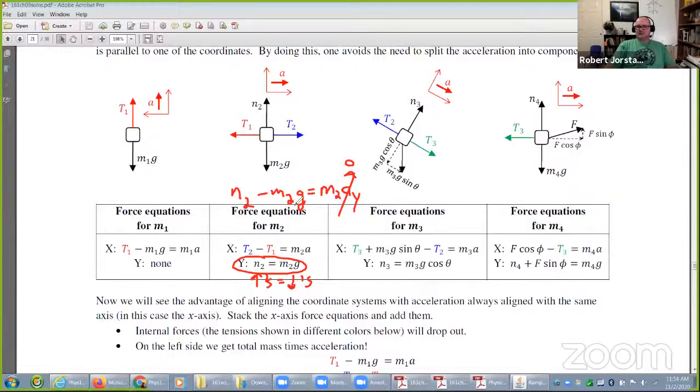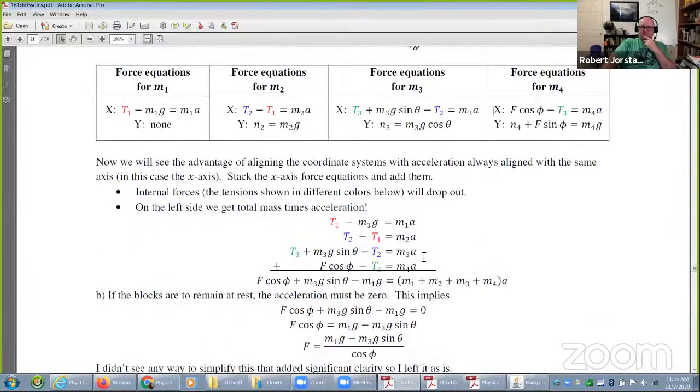You could say N2 minus M2G equals 0. You could say ups equals downs. You could say N2 minus M2G equals M2AY, which happens to be 0. All of those would be fully acceptable versions of the force equations in the Y. And then just to be clear, notice this cool trick.